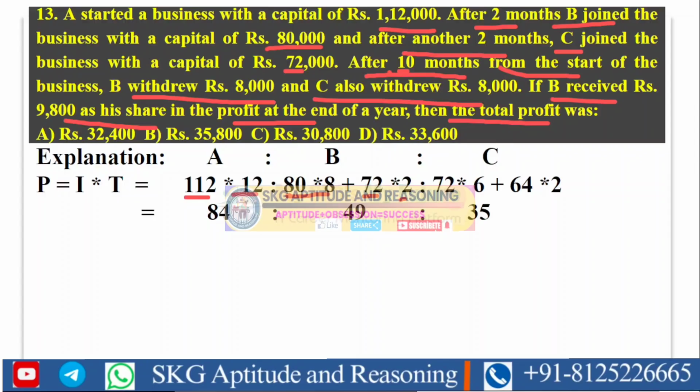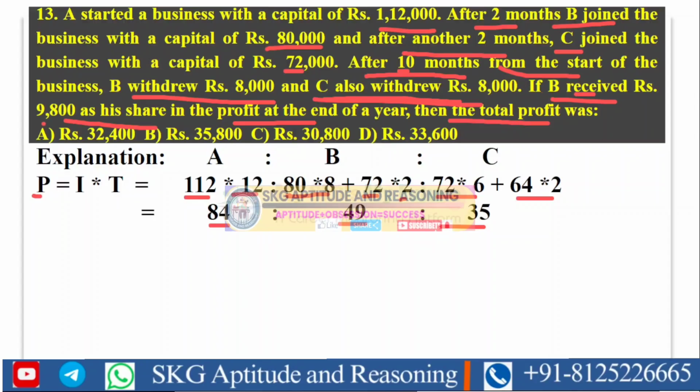But he gave one point after 10 months from the start of business. C also withdrew 8,000, which means that is from the start of 6 months. So he invested 72,000 for 6 months, and after that he withdrew 8,000. After that, for the remaining 2 months he will be left with only 64,000. If we simplify this equation by eliminating the common numbers present here, we'll get the ratio as 84 is to 49 is to 35. So this is the profit ratio. In the question he gave one point.